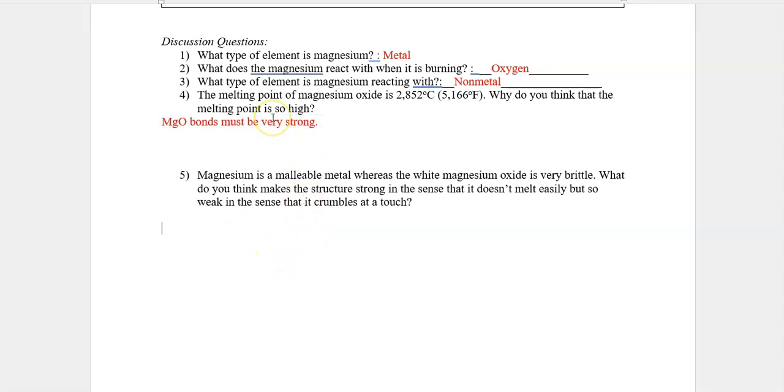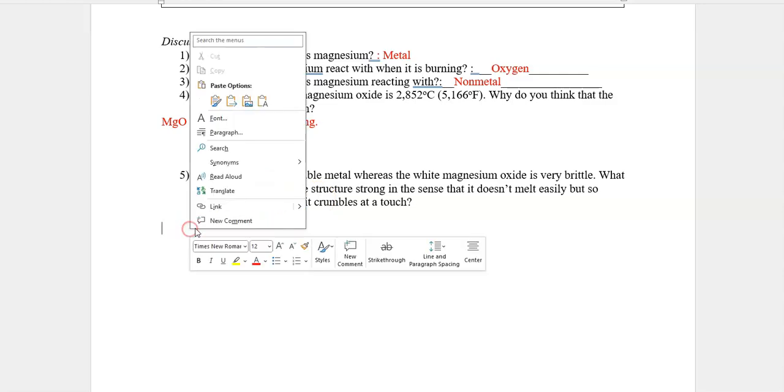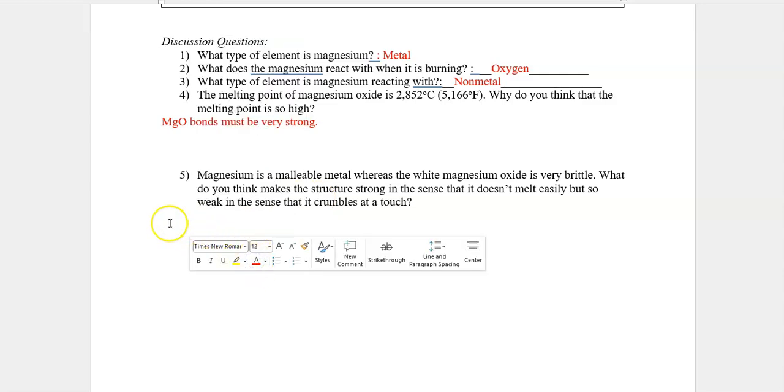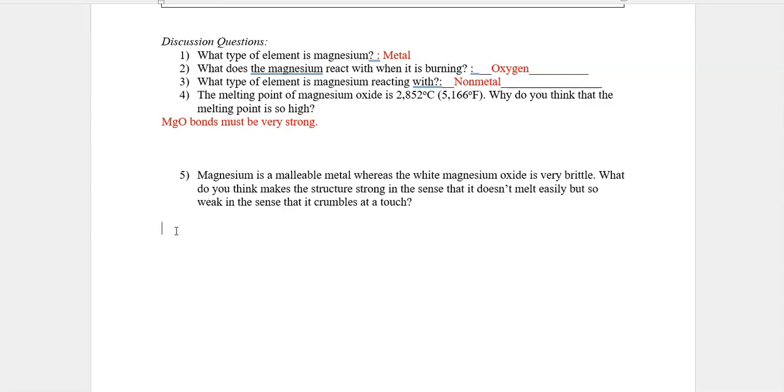Magnesium is a malleable metal, whereas the white magnesium oxide is very brittle. What do you think makes the structure strong in the sense it doesn't melt easily, but so weak in the sense that it crumbles at a touch? I'm asking what you think, so there's no wrong answer. You might be wrong in the sense of facts, but you're allowed to think wrong things. Nothing wrong with making mistakes.